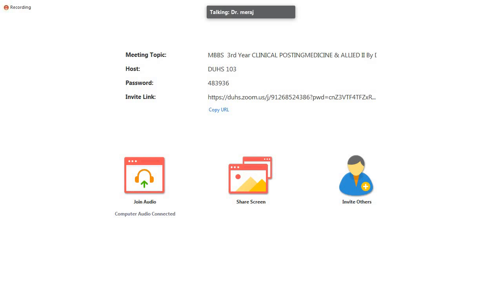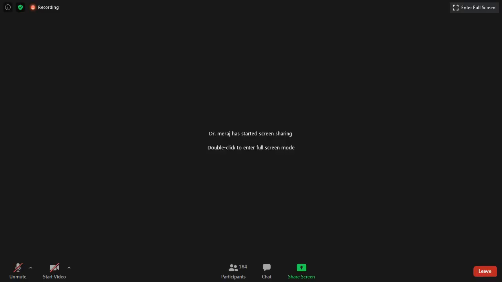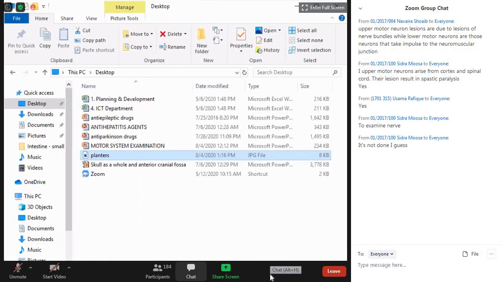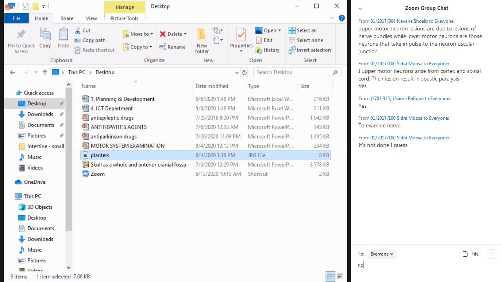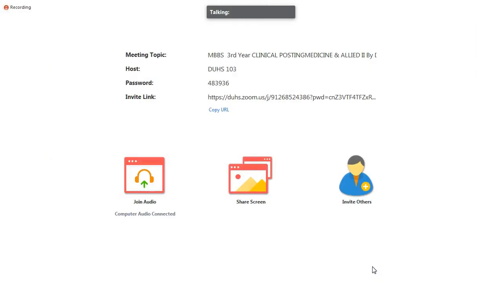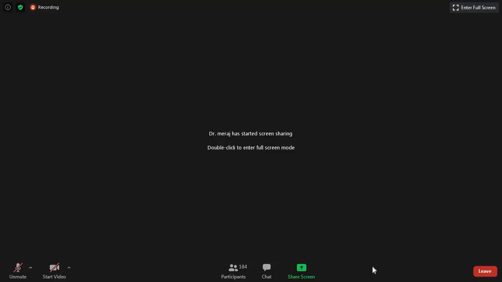I think you people will be getting this video of the plantars. Okay, are you people able to see this photograph which I am sharing of the plantars? Please reply to me. Okay, unable to see. Share screen, this one. Okay, now are you able to see?